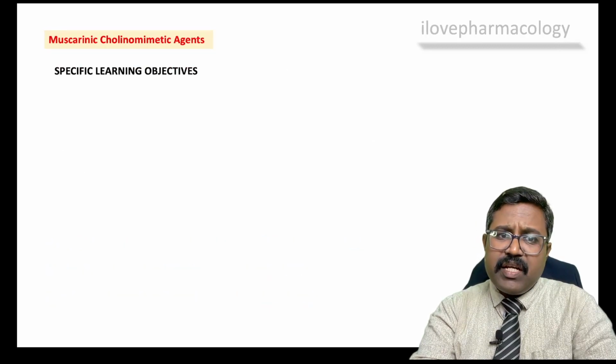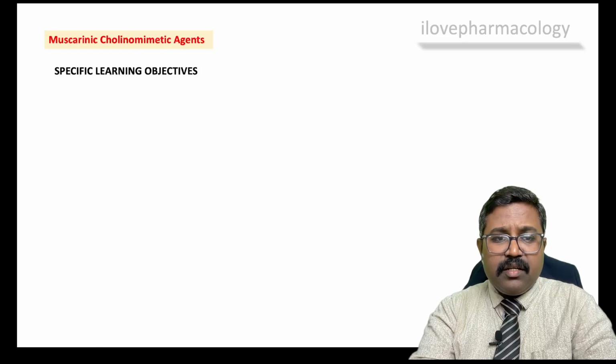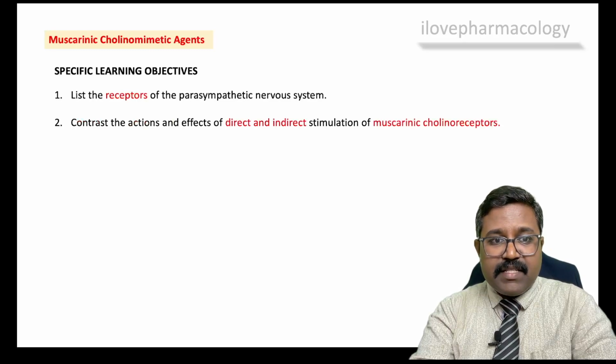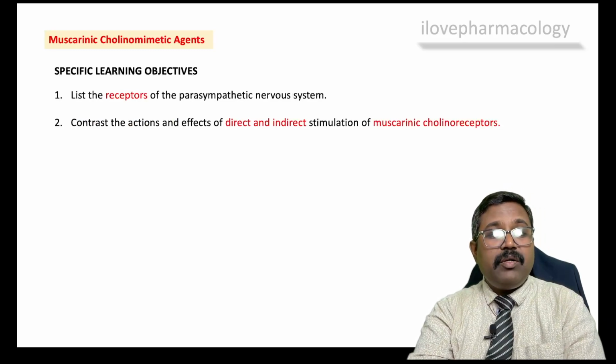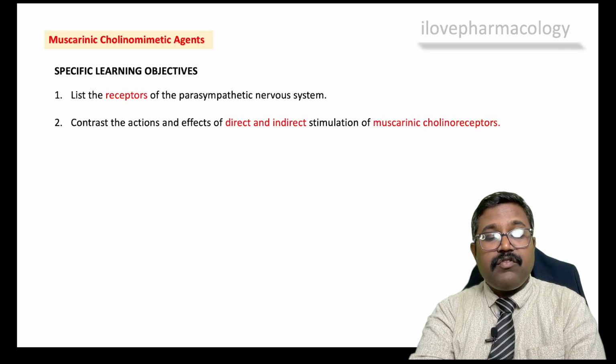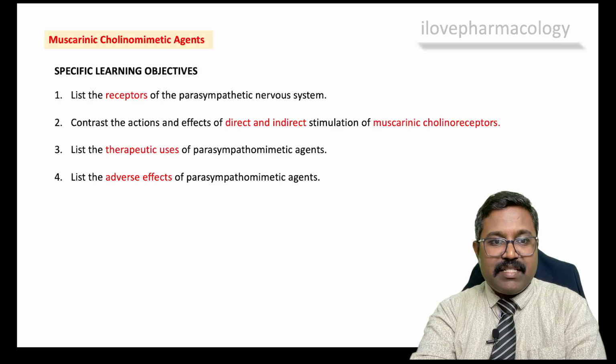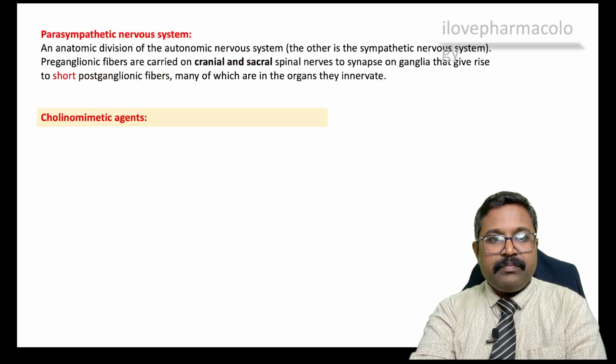Coming to the muscarinic cholinomimetic agents, the specific learning objectives are that you should be able to list the receptors of the parasympathetic nervous system. You should be able to contrast the actions and effects of direct and indirect stimulation of muscarinic cholinoceptors. And also you should be able to list the therapeutic uses of parasympathomimetic agents and the associated adverse effects.